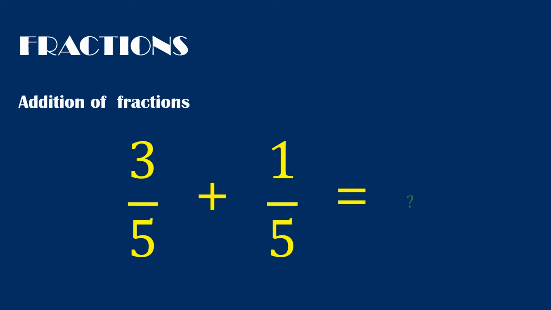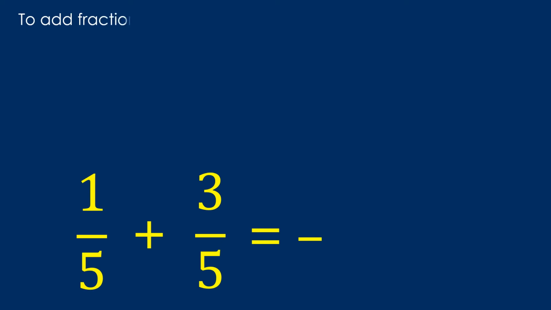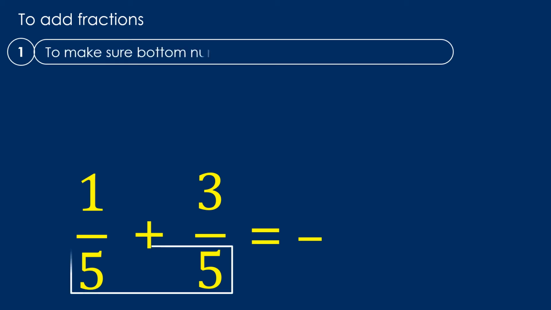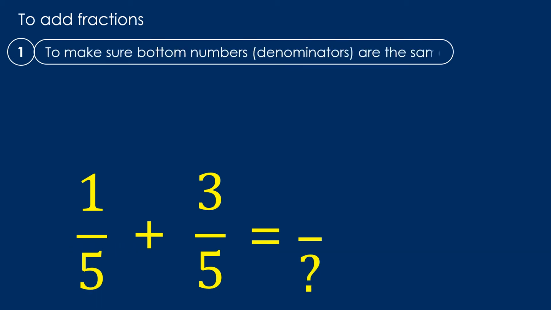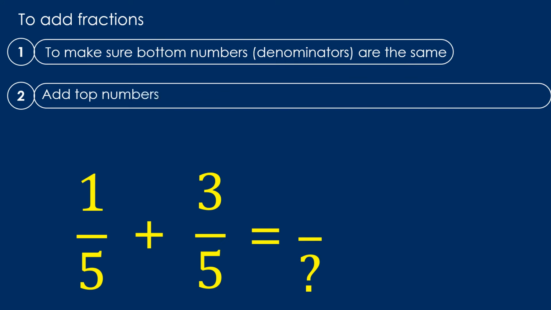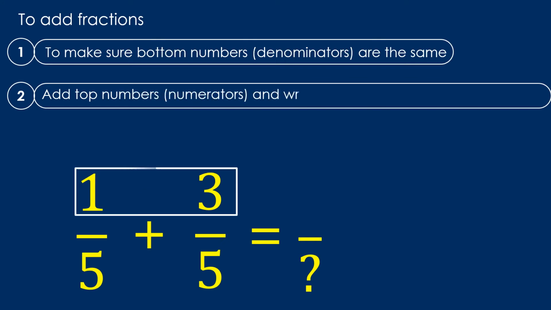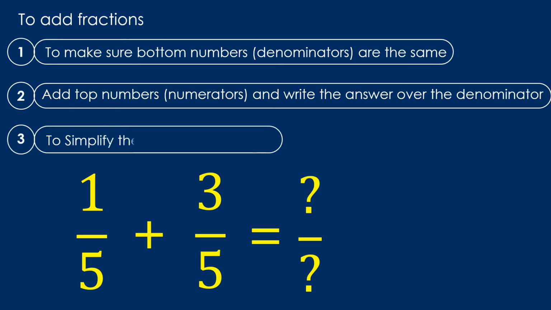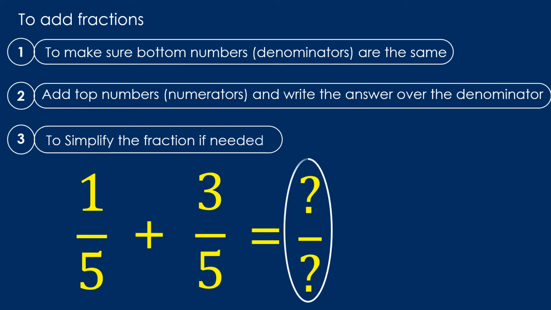Fractions. In this video you are going to learn addition of fractions. To add fractions, we have to follow 3 steps. First of all, make sure the bottom numbers, or the denominators, are the same. Secondly, we can add the top numbers, or the numerators, and write the answer over the denominator. The third step is to simplify the fraction if needed.